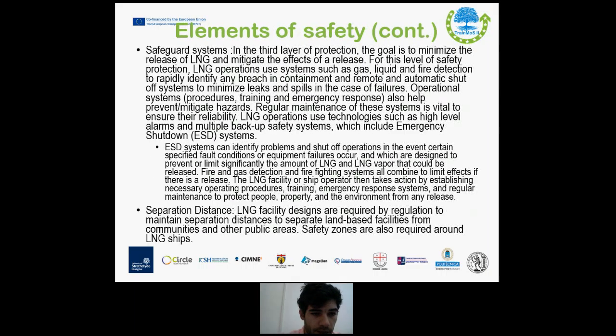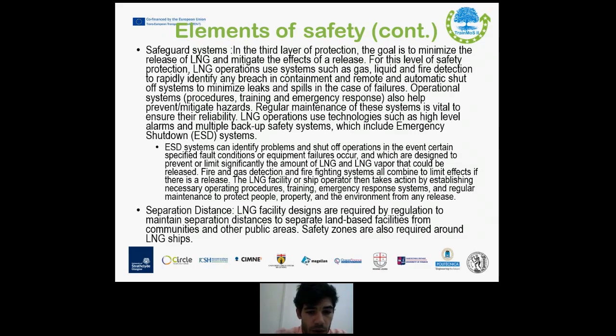Moving to the third layer and the safeguard systems. In the third layer of protection, the goal is to minimize the release of LNG and mitigate the effects of release. For this level of safety protection, LNG operations use systems such as gas, liquid and fire detection to rapidly identify any breach in containment and remote and automatic shut-off systems to minimize leaks and spills in the case of failures.